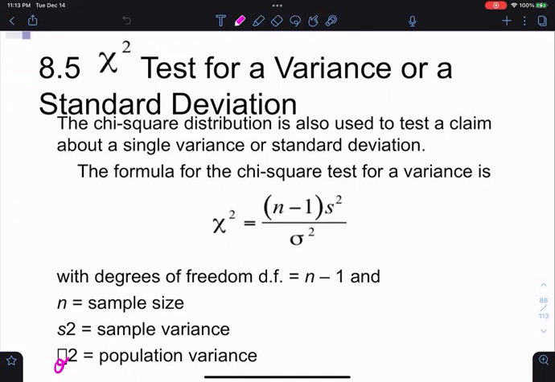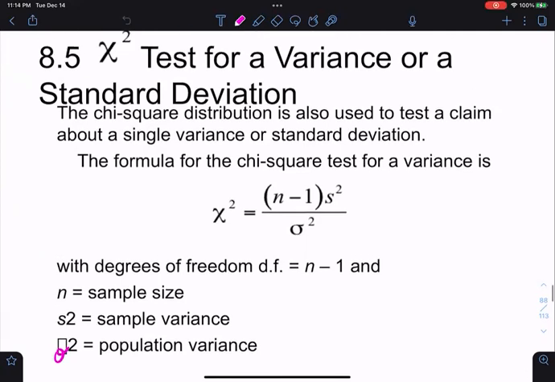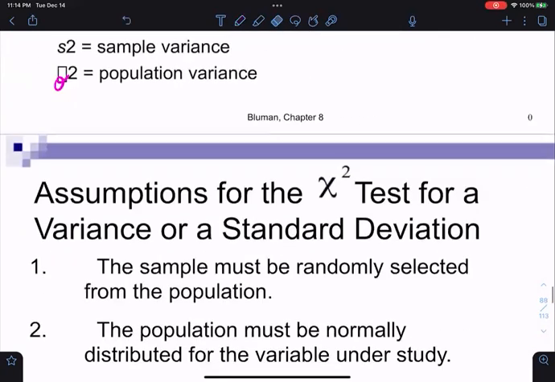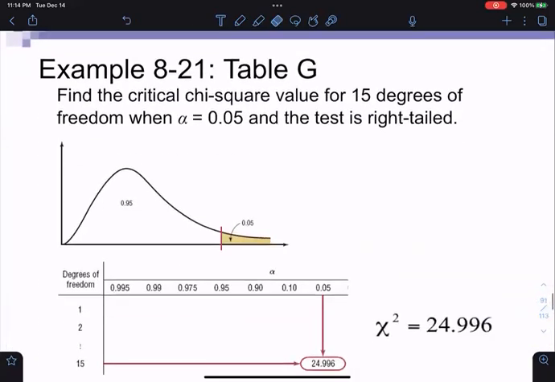So the chi-square distribution is also used to test a claim. You have n as your sample size, your sample variance is s squared, and your population variance is sigma squared, right? Again, with the chi-square we have to consider the degrees of freedom, so don't forget that. What are the assumptions for the chi-square test for a variance or standard deviation? The sample must be randomly selected from the population. The population must be normally distributed for the variable under study, and the observations must be independent of one another.